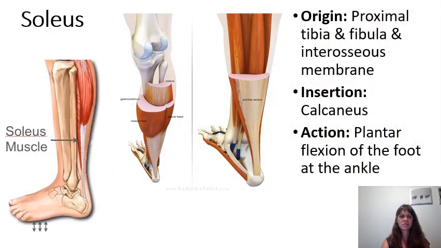The soleus muscle lies deep to gastrocnemius. There's soleus in the middle, and here's gastrocnemius superficial to it. Unlike gastrocnemius, soleus does not cross the knee. Therefore, soleus, which has its origin at the proximal tibia and fibula and interosseous membrane and insertion on the calcaneus by way of the Achilles tendon, can only plantar flex the foot at the ankle.